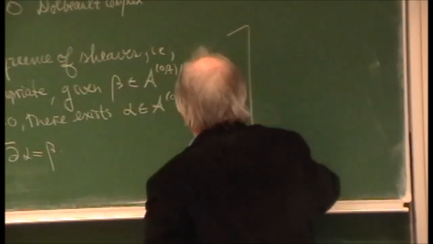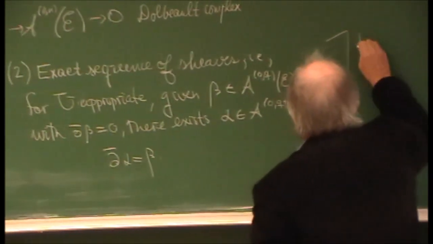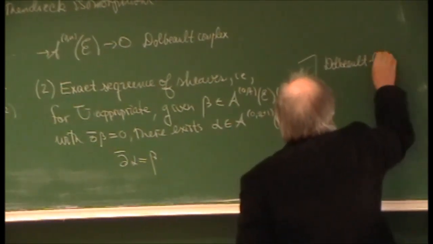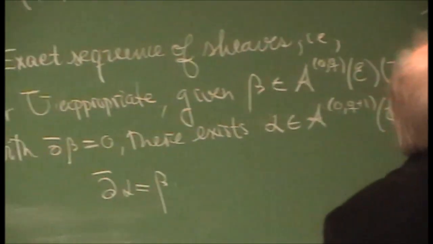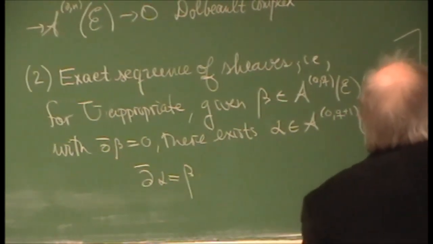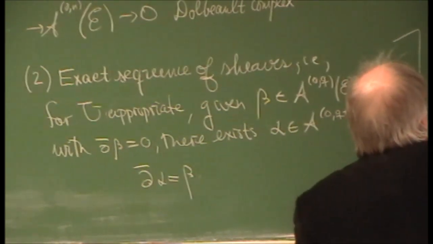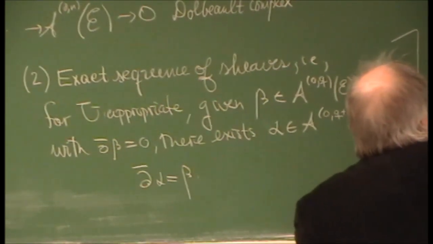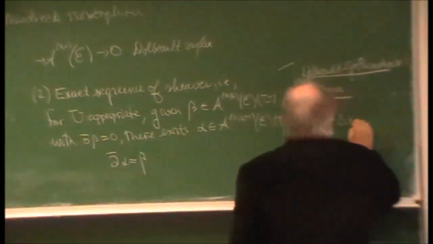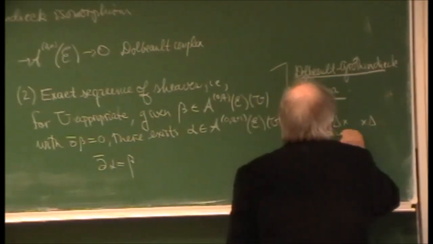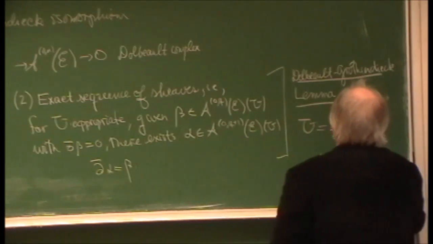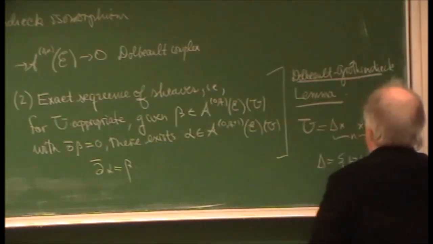This theorem, it's called a lemma, and this lemma is called the Dolbeault-Grothendieck lemma. It's not very hard to prove, but it's obviously very important. And it's for U equal a polydisk, so a product of n disks. It doesn't matter what radius, of course, just a product of n disks.